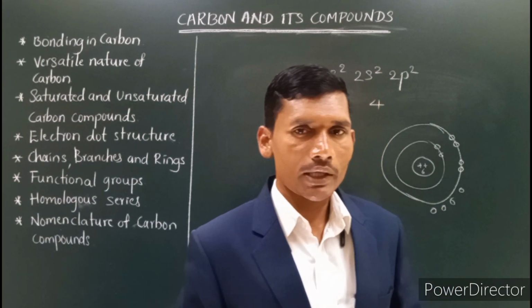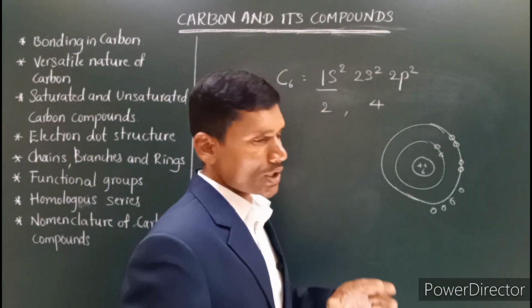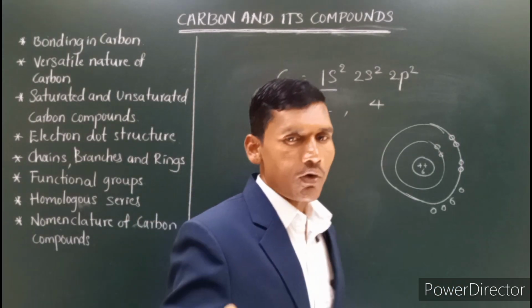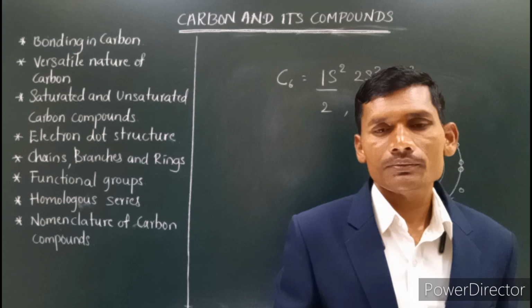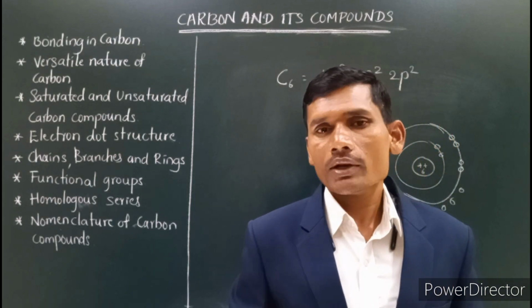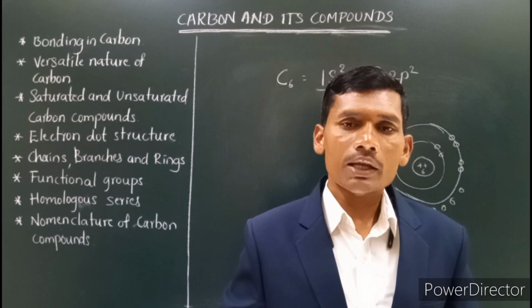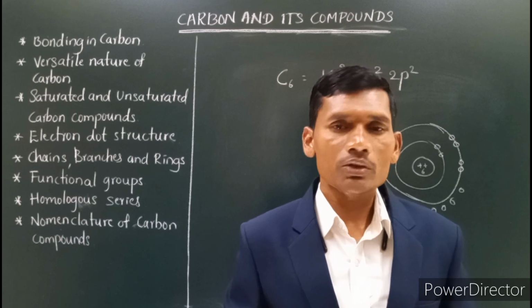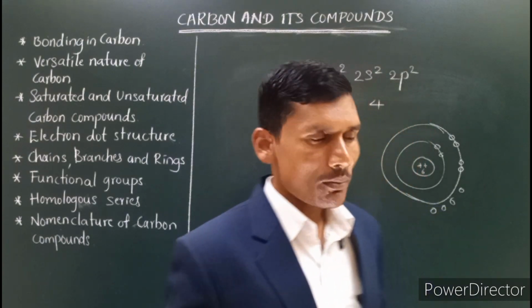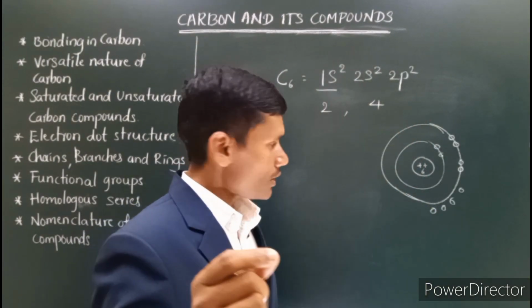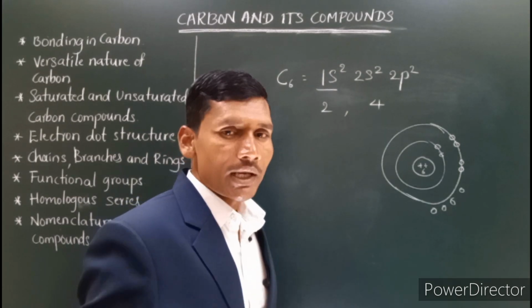What is covalent bonding then? It is nothing but just sharing of electrons. If the bond is formed between two atoms by mutual sharing of electrons, then that type of bond is called a covalent bond. For example, let us take some few simple elements.